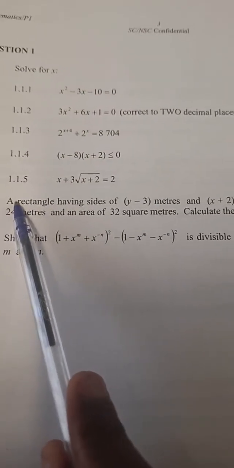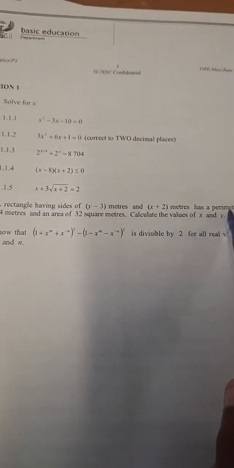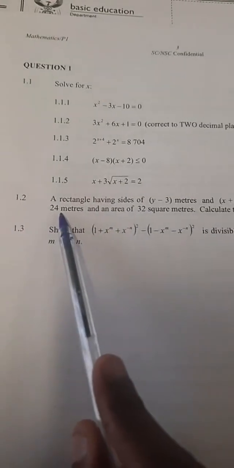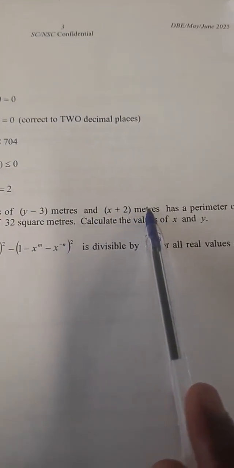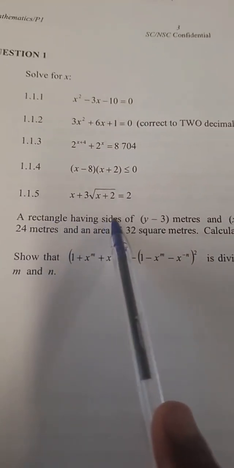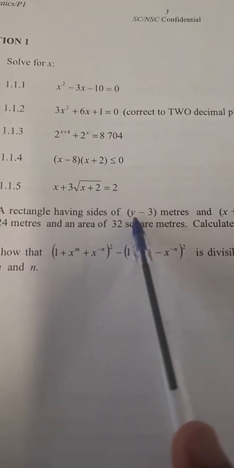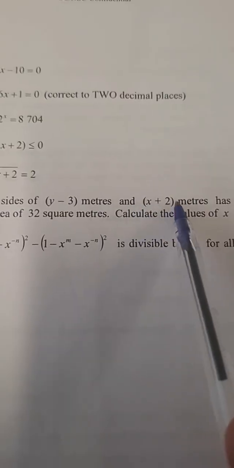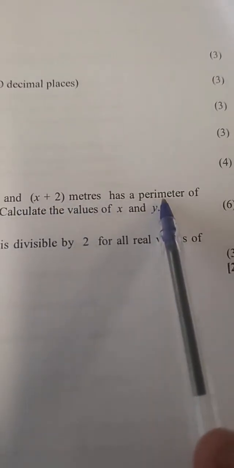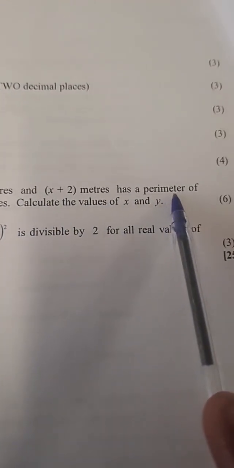(1.2) A rectangle having sides y minus 3 meters and x plus 2 meters has a perimeter of 24 meters. Guys, when we read this statement, hopefully we understand that of the dimensions of this rectangle, you have one dimension in terms of y, you have the other dimension in terms of x. And then we are told that the perimeter of this particular rectangle is 24 meters.